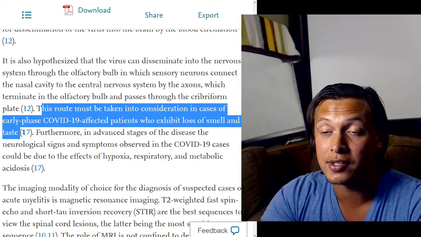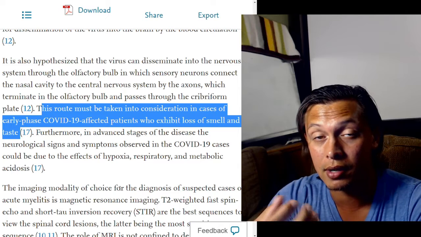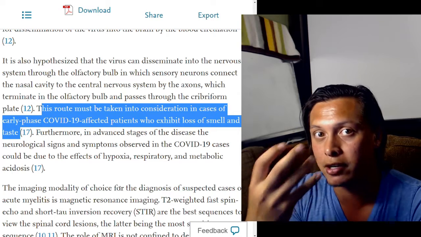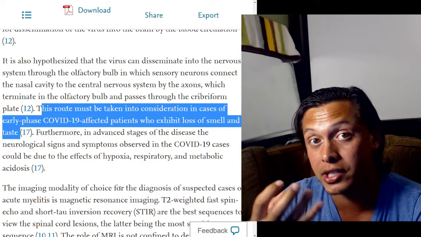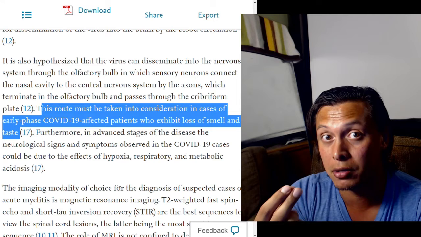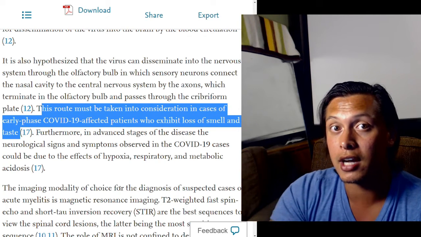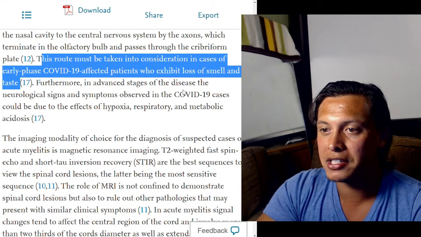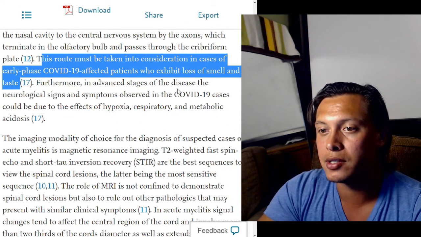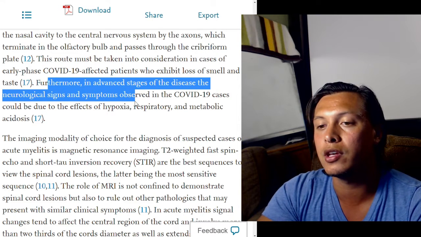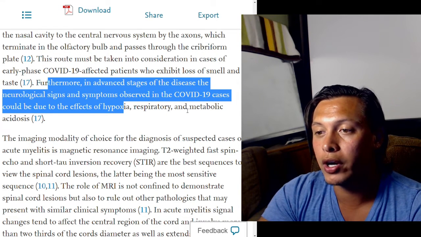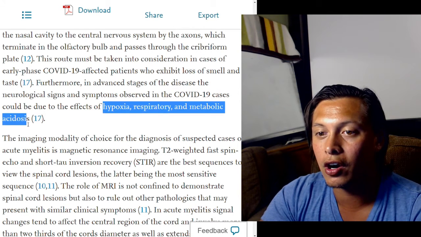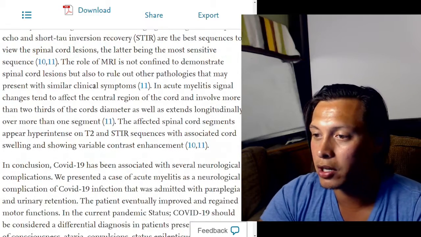If people have lost their sense of smell and taste, maybe their nervous system got infected, or at least some of the cells near the nervous system in the olfactory bulb got infected, and that could be causing damage to the nearby neurons, and that damage could be causing the anosmia and the lack of taste. Furthermore, in advanced stages of the disease, the neurological signs and symptoms observed in COVID-19 cases could be due to the effects of hypoxia, respiratory, and metabolic acidosis. So, yeah, we should keep on going.